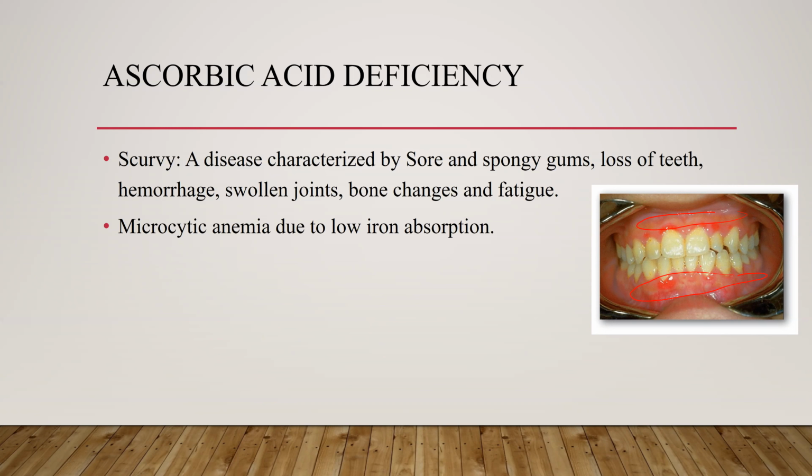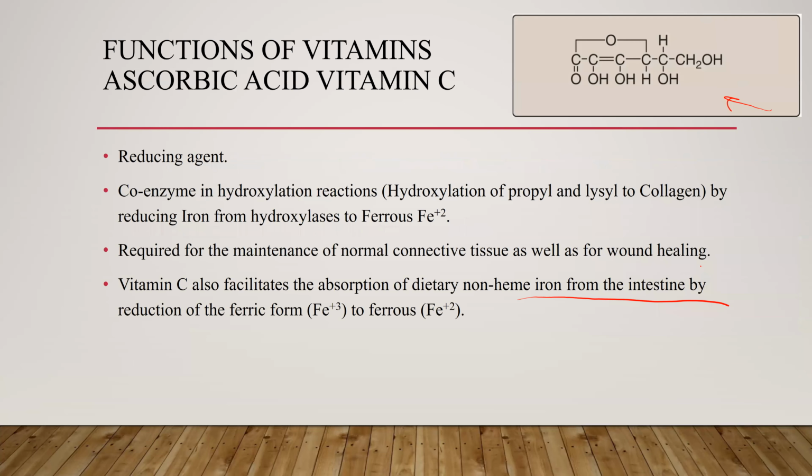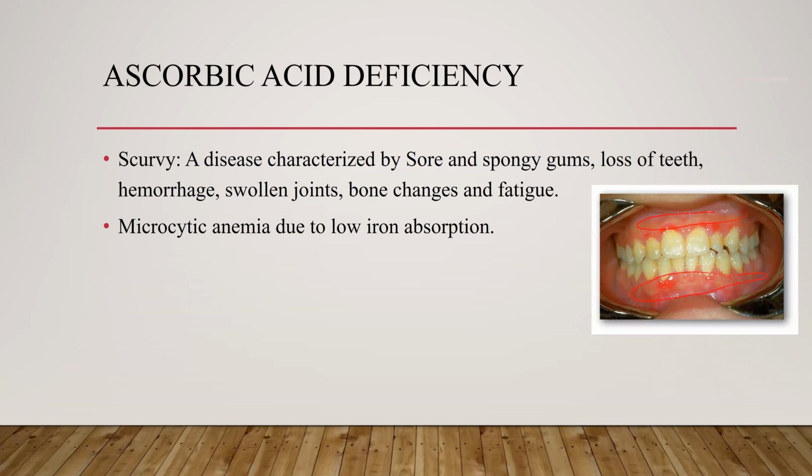Also deficiency of ascorbic acid, which is vitamin C, may cause microcytic anemia, and this is because of low iron absorption. So now why did microcytic anemia happen? Because of low iron absorption. Why is there low iron absorption? Because vitamin C, as we said, helps absorption of iron from the intestine by reducing it from Fe3+ to Fe2+, from ferric to ferrous. And if it's not there, there's no absorption of iron, and then there will be microcytic anemia.